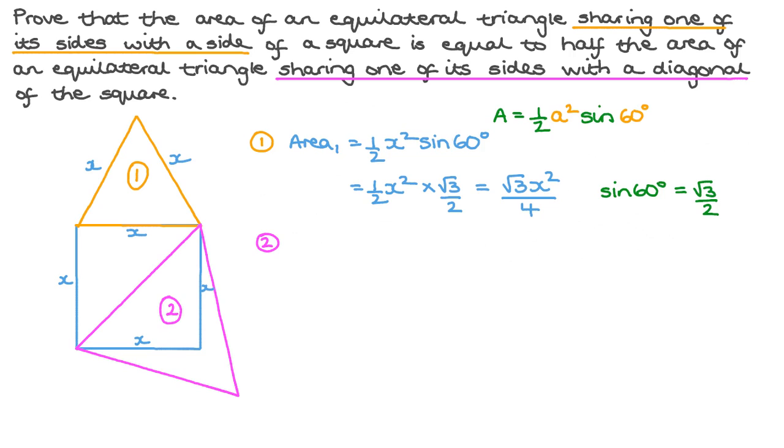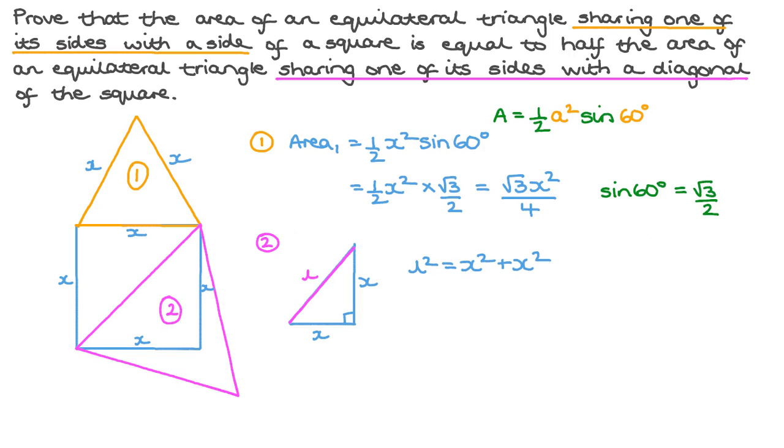Now this triangle doesn't have a side in common with the side of the square. Instead, it has a side in common with the diagonal of the square. So we need an expression for the length of the square's diagonal. Let's consider the triangle formed by two sides of the square and the diagonal of the square. As this is a right-angled triangle, we can apply Pythagoras' theorem in order to find an expression for the length of the diagonal. Remember, Pythagoras' theorem tells us that in a right-angled triangle, the sum of the squares of the two shorter sides is equal to the square of the hypotenuse.